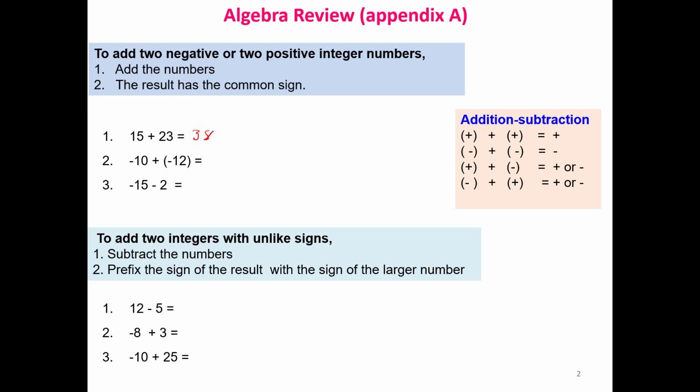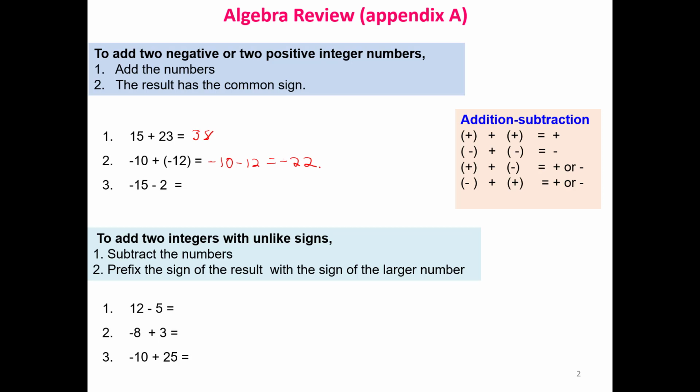For problem number 2, if we want to add negative 10 plus negative 12, we can rewrite this problem as minus 10 minus 12. It's the same thing. Then we add the numbers and the result is negative.